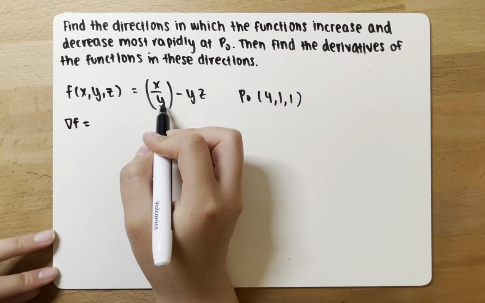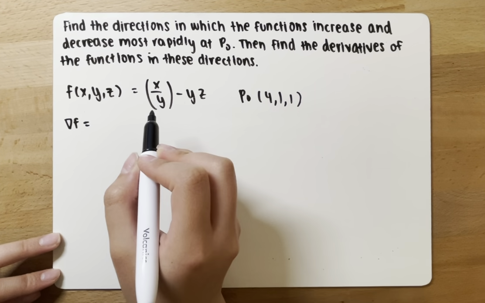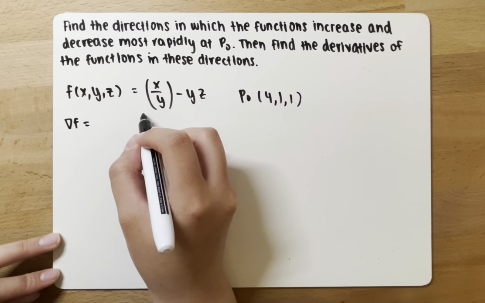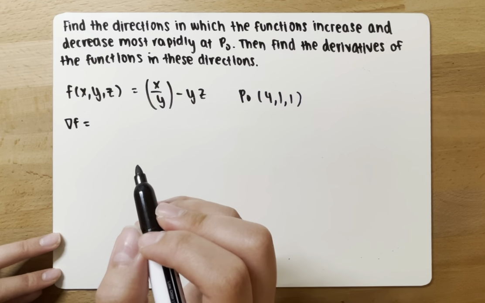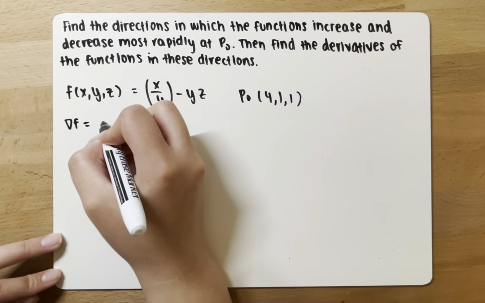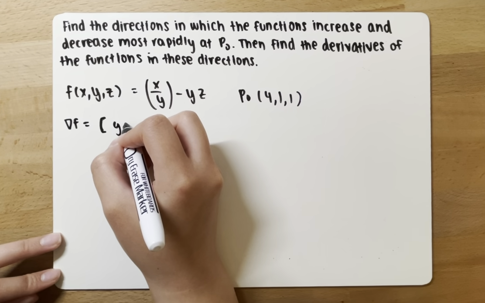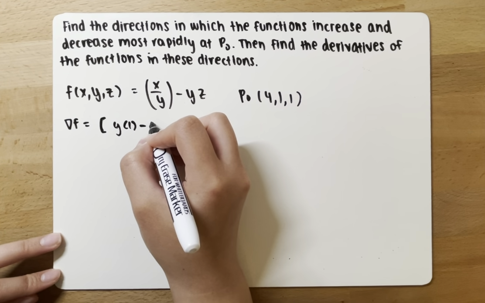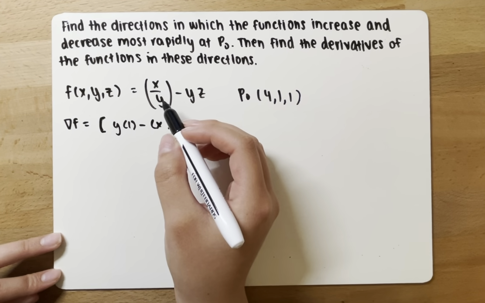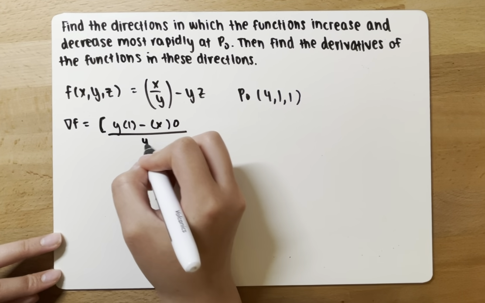So derive this in terms of x, add it with the derivative of this in terms of y, add it with the derivative of this in terms of z. So let's start with the x. You want to derive this. In order to derive a fraction, you do low d high minus high d low over low squared. You get low d high, which is 1, minus high d low. Y is considered a constant, so the derivative of a constant is 0, over low squared.